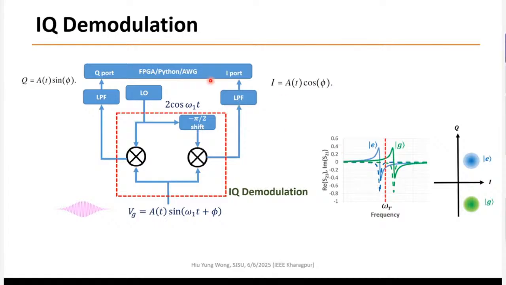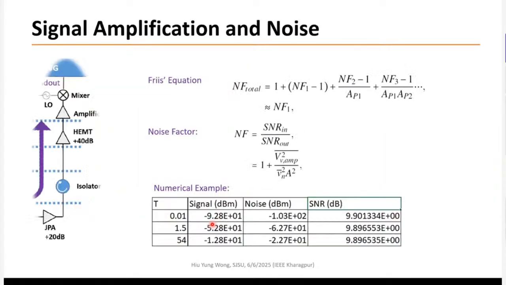You can have a demodulation circuit. Here, I just show you the math. It's just like what we did for the IQ mixer earlier, right? We also need to ensure that we have the right amplification. And by using Friis's law, the important thing is that we need a small noise figure at the first amplification chain. That's why we use something called a quantum amplifier. The quantum amplifier adds the least noise to the circuit, okay? And then after that, you can have amplification at 4 Kelvin by using HEMT, and then further at room temperature.